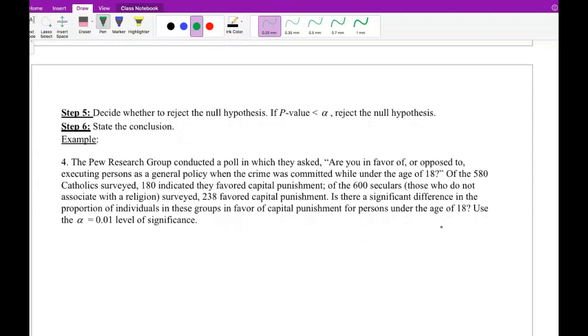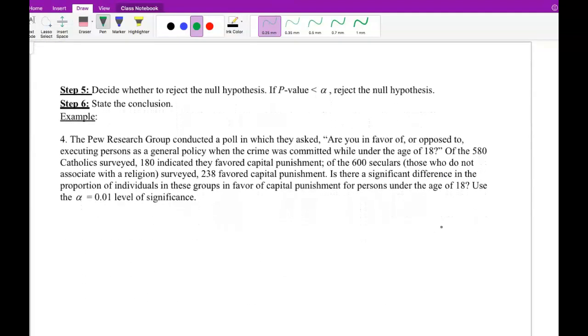Okay, then step 5, comparing p-value and alpha. If p-value was less than alpha, then that means that you should reject the null hypothesis. Then step 6, state conclusion.